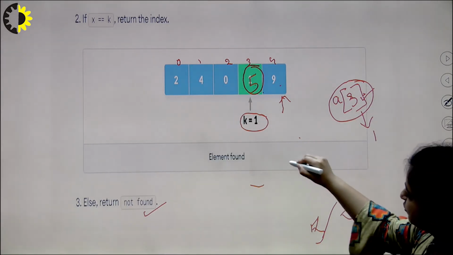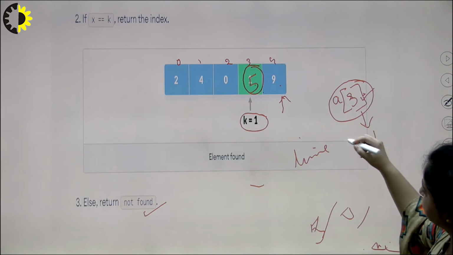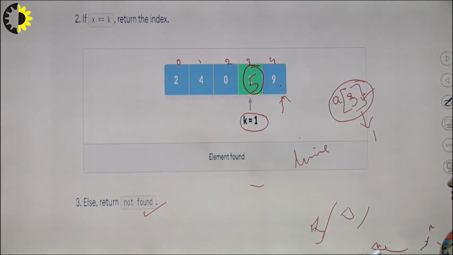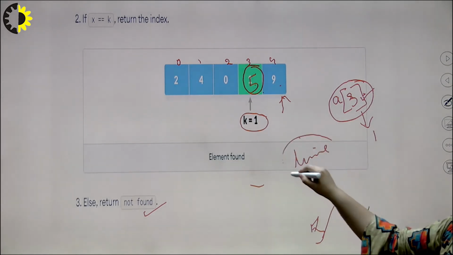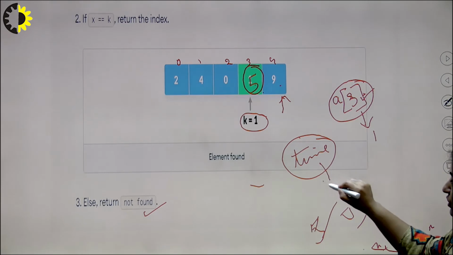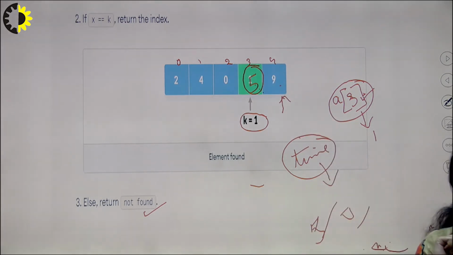So my time complexity here will increase. In order to decrease this time to find the location of the element for which we are searching, the next algorithm came into existence, which is binary search.